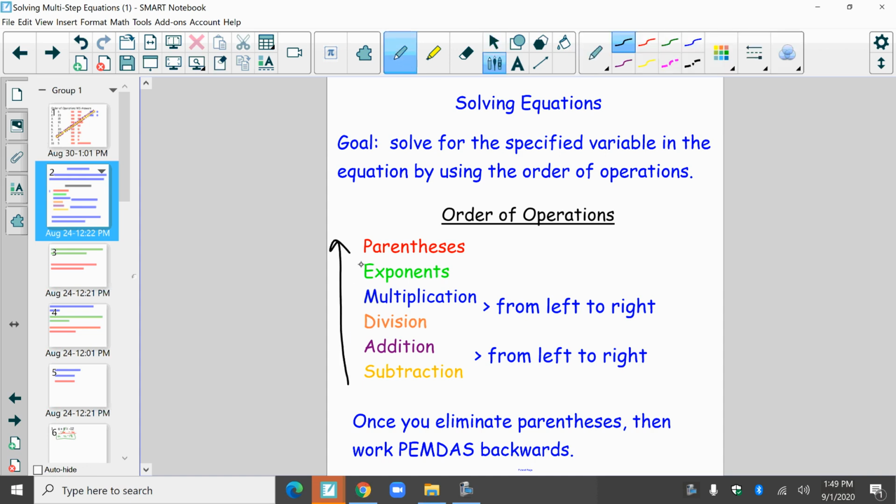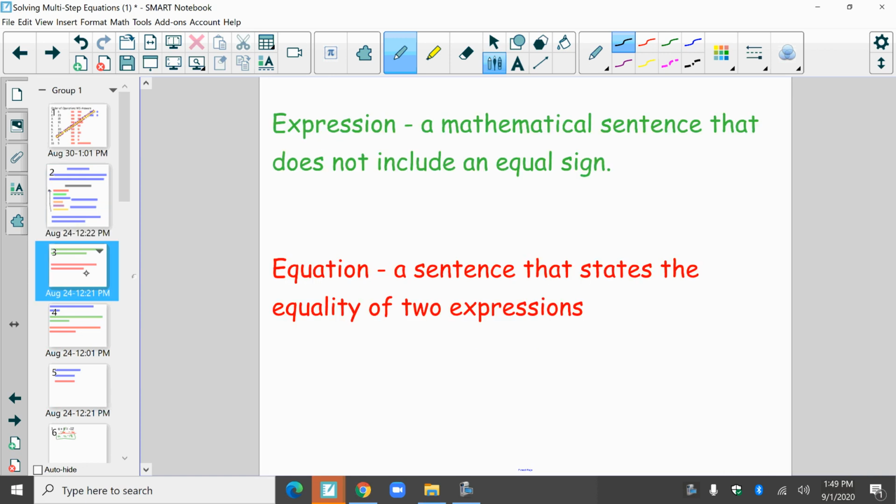It's kind of like trying to open up a present that somebody has gift wrapped to you without tearing the packaging. So with that being said, some things we need to know. An expression is a mathematical sentence that does not have an equal sign. That is what's super duper important for you to know. It does not have an equal sign.